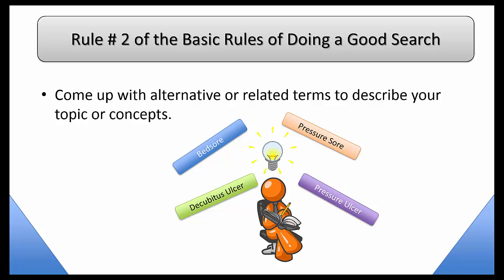The second basic rule of doing a good search is that once you've come up with your terms or concepts that you would like to search, you need to think up alternative or related terms to describe that topic or concept. Many times when it comes to an idea or a topic, there may be more than one way to describe it, such as when it comes to pressure ulcers, as you can see before you, there are three other ways to describe a pressure ulcer. This will be true for other terms as well.